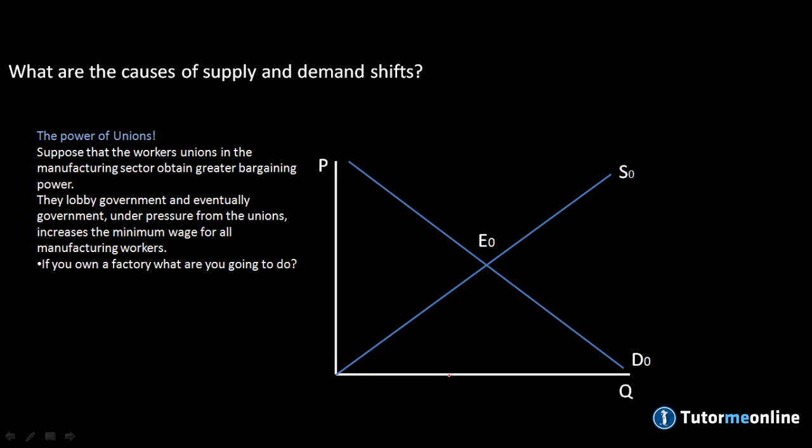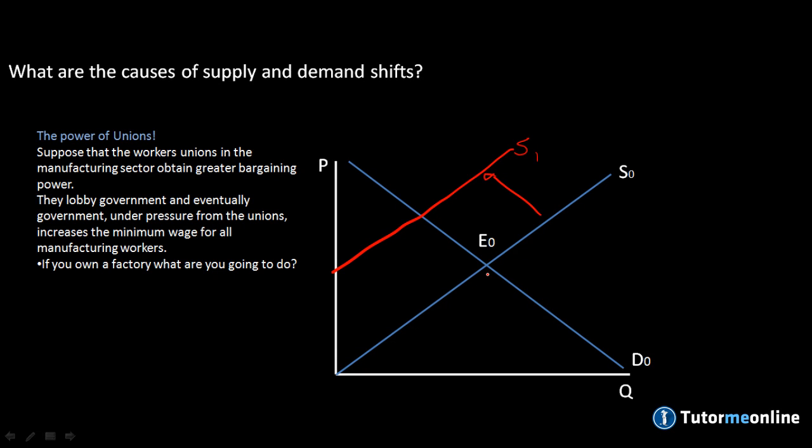What about power of our unions? Suppose that the workers' unions in the manufacturing sector obtain greater bargaining power, and they then lobby government, and eventually government, under the pressure from the unions, increases the minimum wage for all manufacturing workers. So if you are a factory owner, it is now more expensive for you to employ your workers. Now, if it's more expensive for you to employ 100 people, what are you going to do? Well, you will necessarily employ fewer people because you only make a certain amount of money. And if you employ fewer people, you are going to produce less of your good. So we expect our supply curve, due to the lobbying of the workers' unions, to shift to the left.